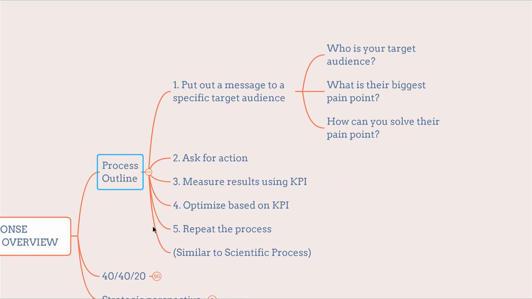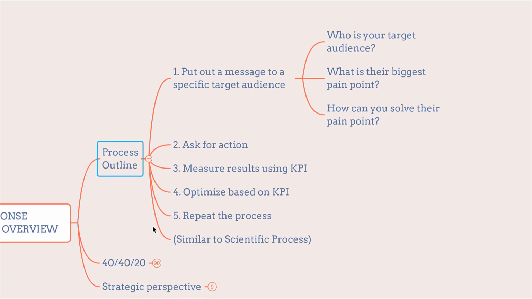Let's say you want to ask questions like, who is your target audience? What is their biggest pain point? How can you solve their pain point? In the second step, you want to ask for actions. And in the third, you can then measure the result using KPI, Key Performance Indicator. Then optimize your strategies and actions based on the KPI. And you are basically repeating this process, wash and repeat over and over.